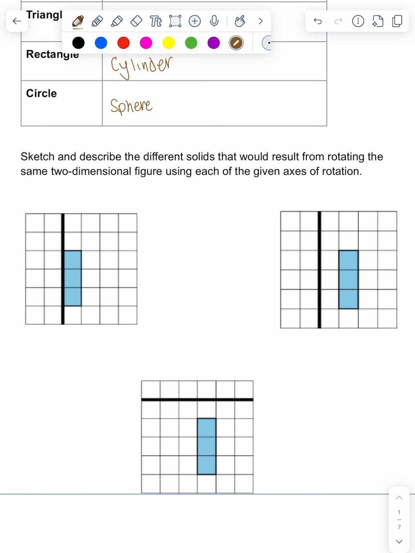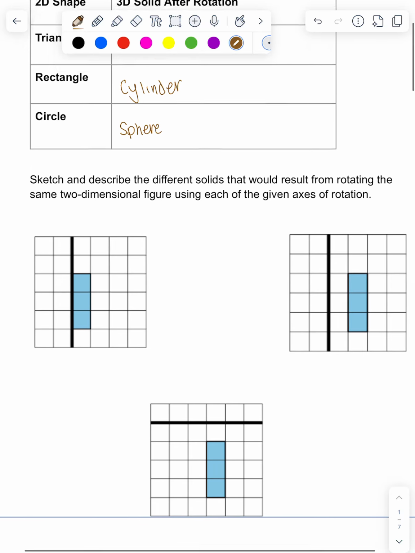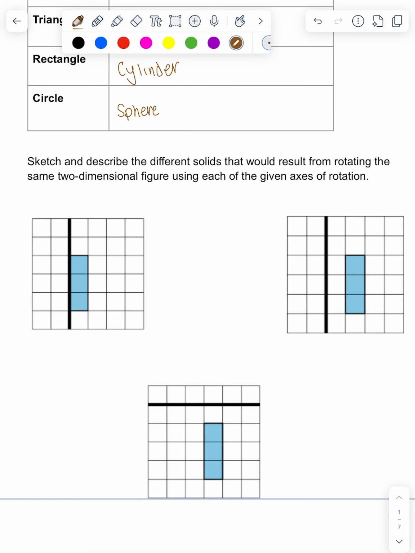Sometimes it could be a little bit tricky to visualize what 3D solids are going to result after rotating a 2D shape. So if we take a look below, notice how in all of these images, they're all rectangles. So as we saw in the GeoGebra link before, they're all going to result in cylinders. But depending on where the axis of rotation is or how it's oriented, whether it's vertical or horizontal, we're going to get different looking cylinders.